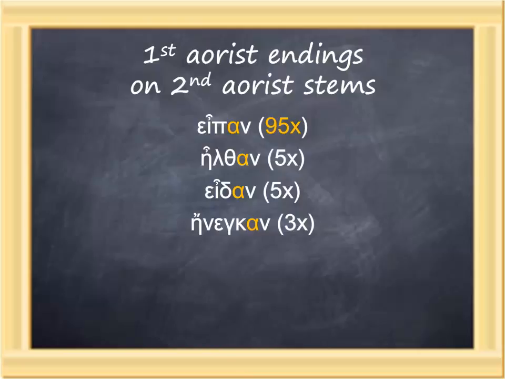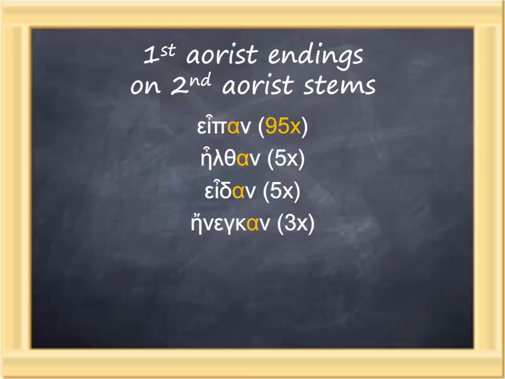These are the cases in which that occurs. 95 times, the third person plural apon becomes apon in the New Testament. That's actually helpful because it distinguishes the form from apon in the first person singular. This also occurs on occasion with aelthon, adon, and anenkon, but the frequencies are much smaller.